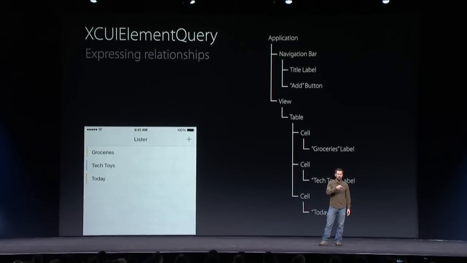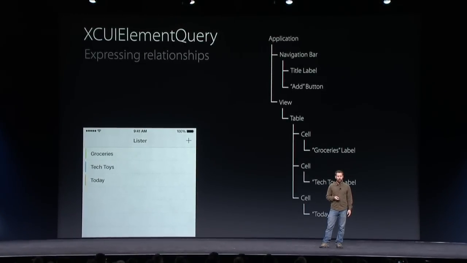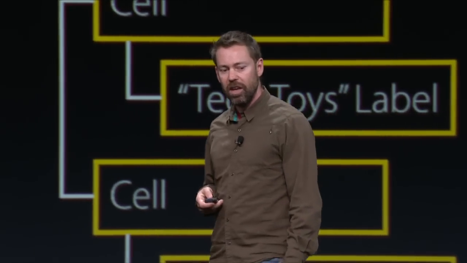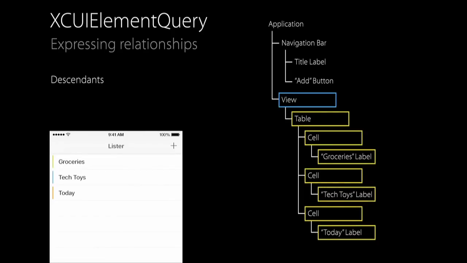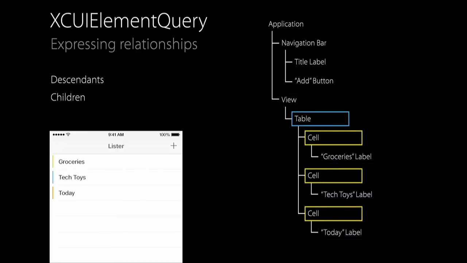So with our lister example again, here's how we might express certain relationships. The first of which is descendants. And in this case, I'm showing the view, all the gold cells are its descendants. Now, on the other hand, children is a more restrictive relationship where it's just the elements that are directly below the element you're querying. So the table's children are just the cells.